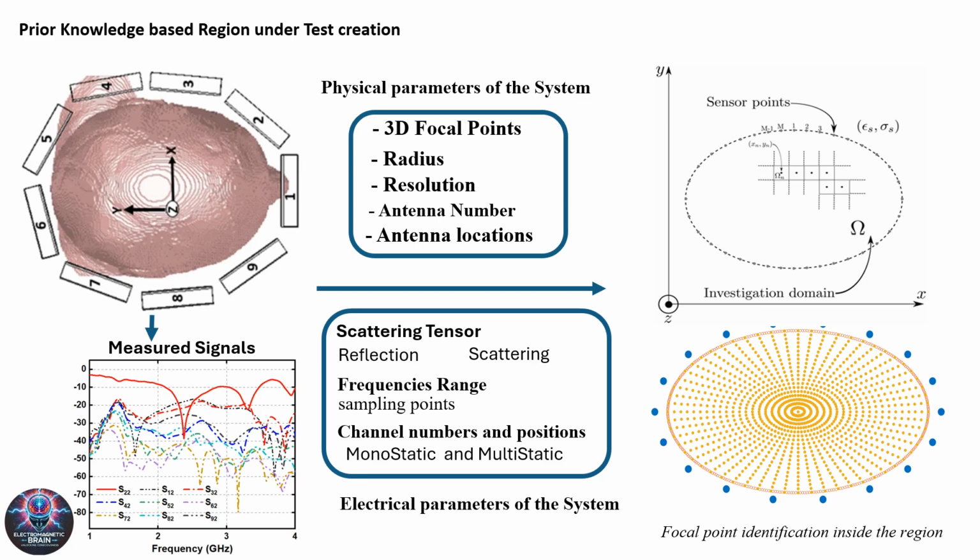In summary, this slide visually and technically demonstrates the entire process of region creation and imaging based on prior knowledge. The measured scattering parameters from the antennas, combined with the physical and electrical properties of the imaging setup, form the foundation for constructing the region under test.